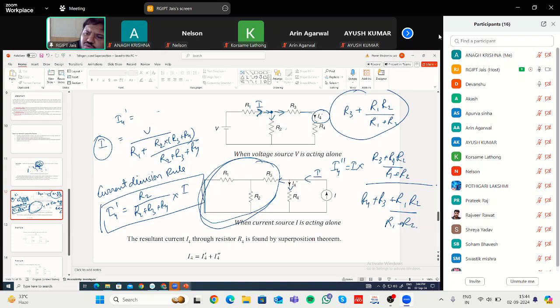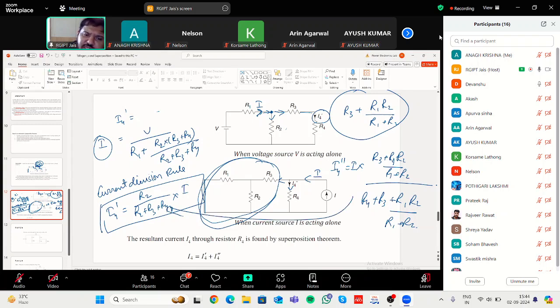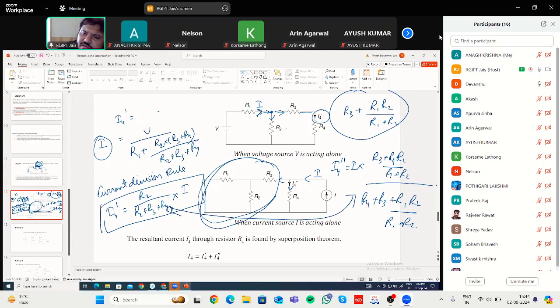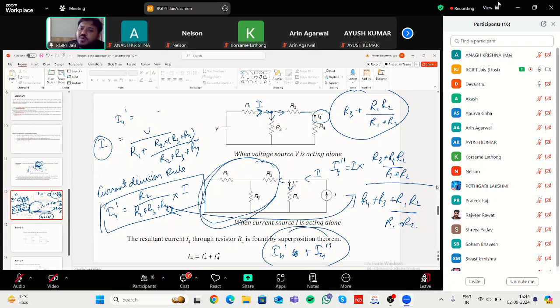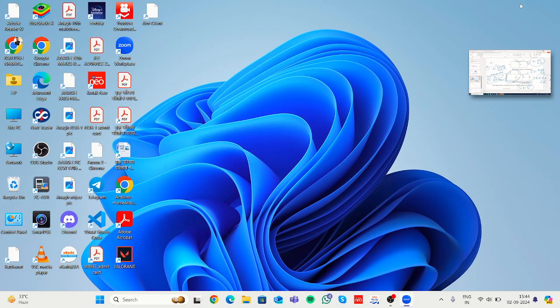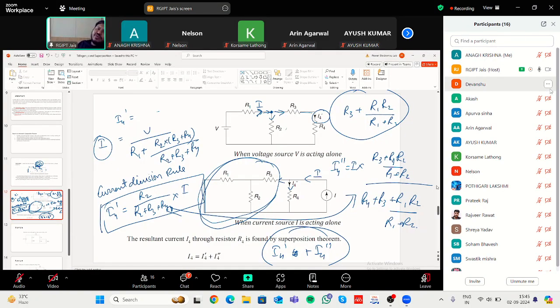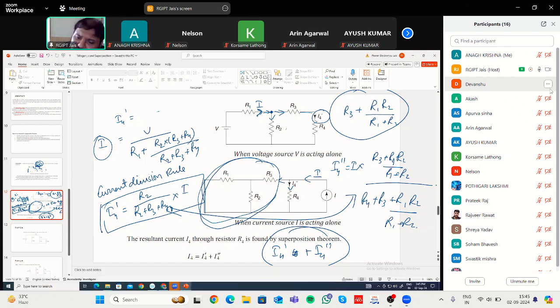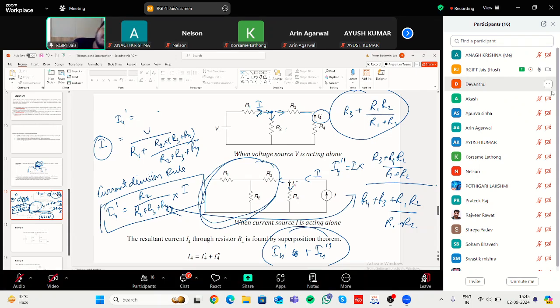So when these two become equal, then you have to add this. So this is I4 dash plus I4 double dash. This will be the net current that will be flowing through the R4 resistance when you have applied both the sources. When you applied both the sources, the net current that will be flowing through R4 will be the sum of I4 dash and I4 double dash.